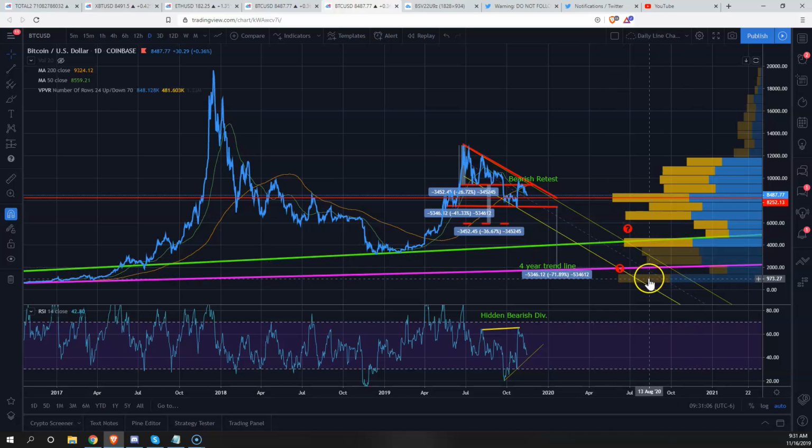And of course, if it comes down here, it's going to fill in this gap and this gap as well. And you can see that our 4-year trend line going back to 2015 actually does run right into that gap. Okay. Also, that happens to be the target for this descending triangle. So we have a lot of convergence that's telling that story. That being said, a lot can happen between $8,500 and $2,000 or $1,500.